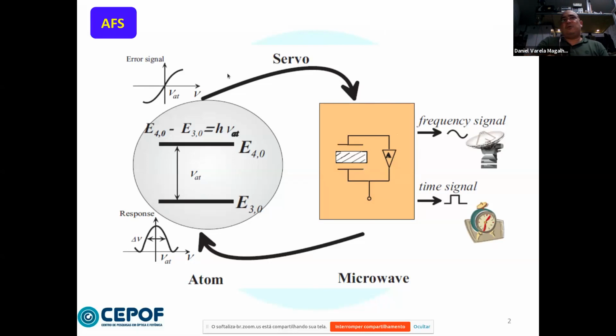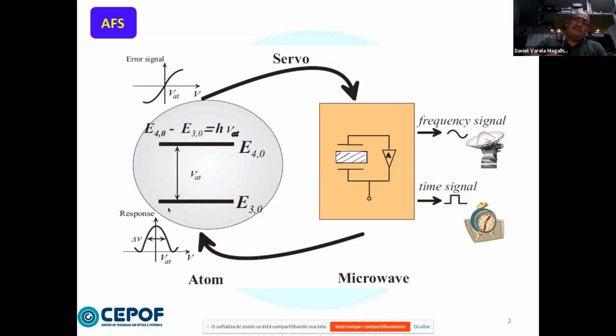Once we get this servo loop, we can extract time signals to accumulate these tic-tacs, or we have frequency signals to use as a reference for calibration. And I'll give you some examples of applications.